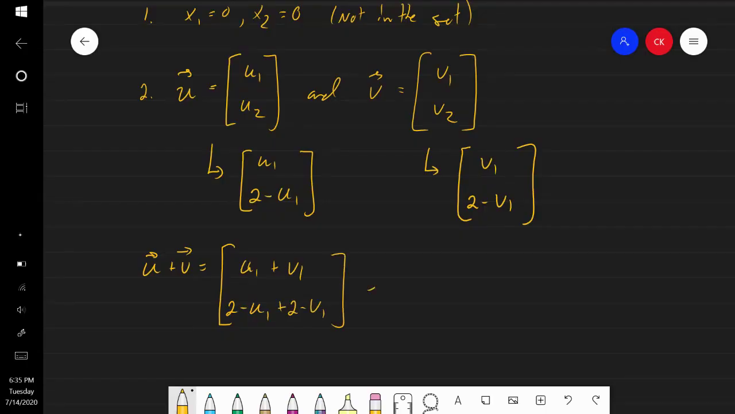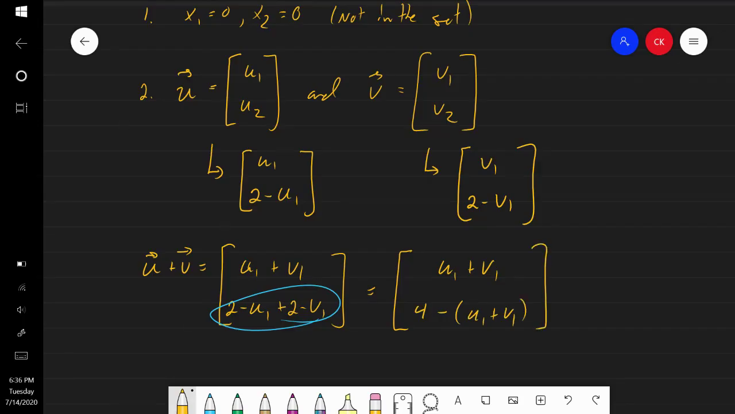Again, let's be detailed, write out every little step on these ones. And we get u1 plus v1. And then when we simplify here, we end up with 4 minus u1 plus v1. And again, we see we've got a problem here because now instead of having 2 minus the first element, the second element is 4 minus the first element. So this shows that it's not in our set W. So now we've got something that is definitely not going to be a subspace.